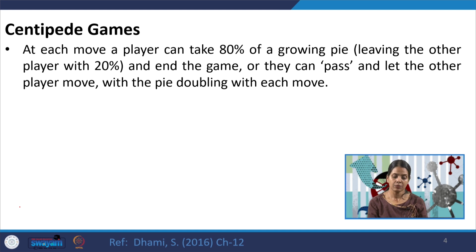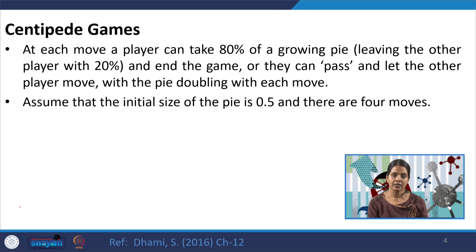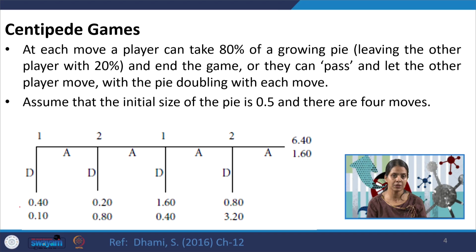At each move, a player can take 80% of a growing pie and leave the other 20% with the other player and end the game, or they can pass and let the other player move with the pie doubling with each move. Assume that the initial size of the pie is 0.5 and there are 4 moves. So, there are a large number of variants of the centipede game. We are just presenting one such type here.